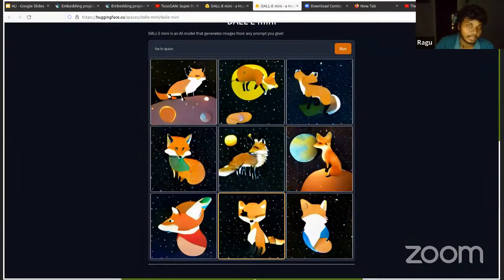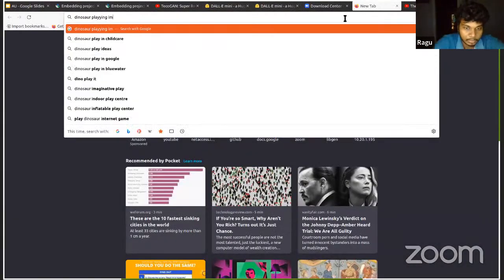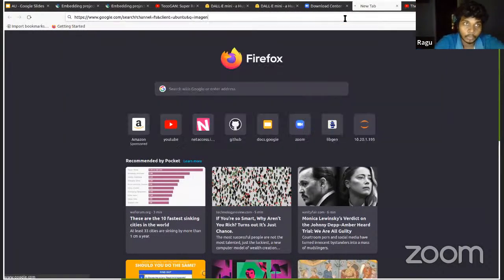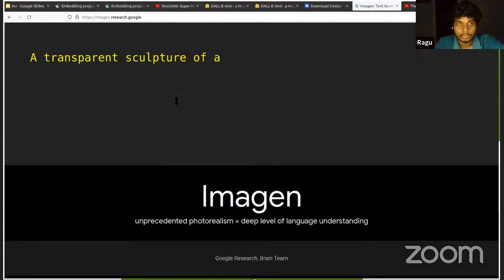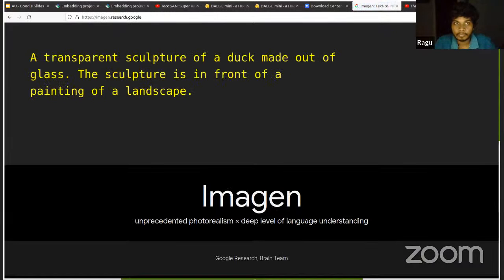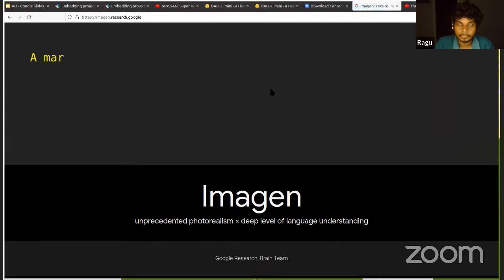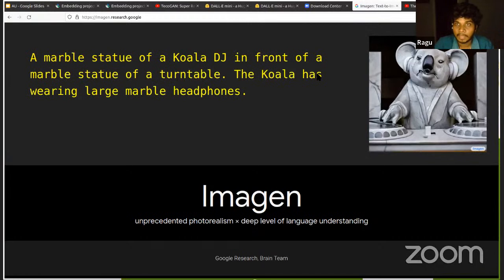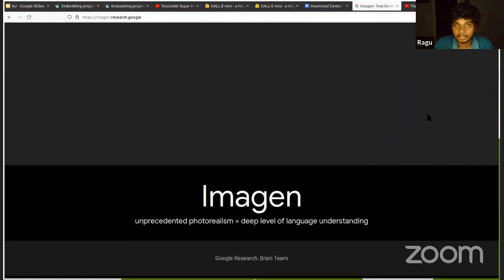This is not so realistic, but there are models which are photorealistic, something like Imagen. Okay, let's see the next example. A marble statue of a pole DJ in front of a marble statue. You just give the statement and it will give output like this.